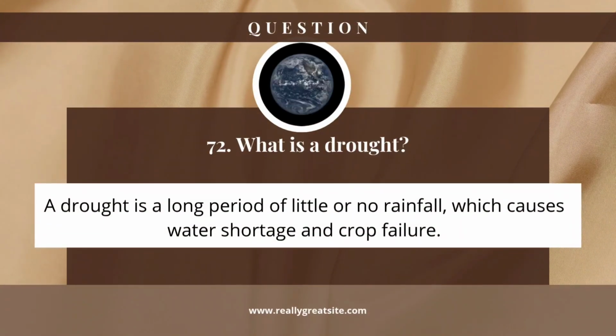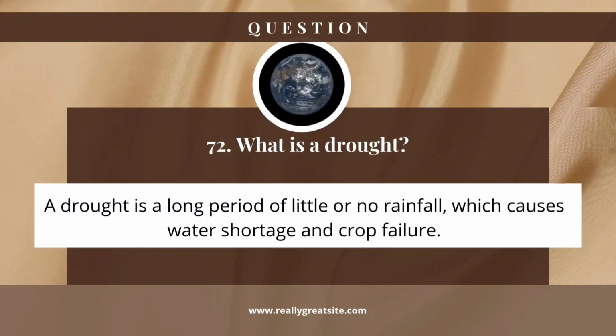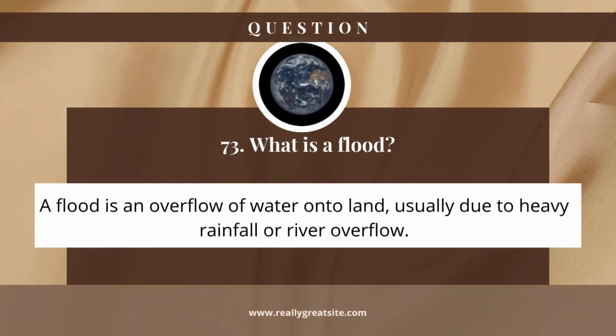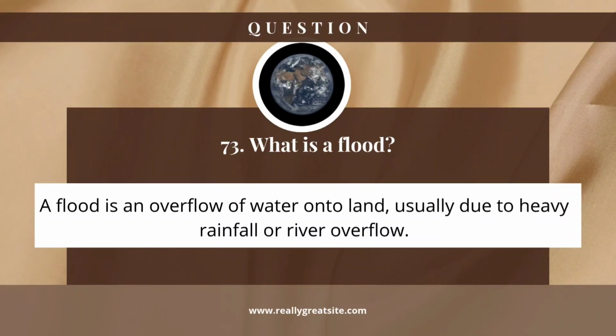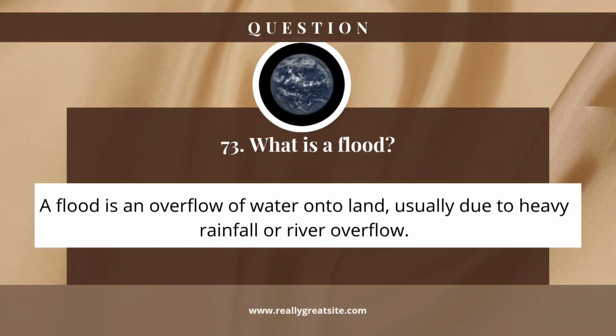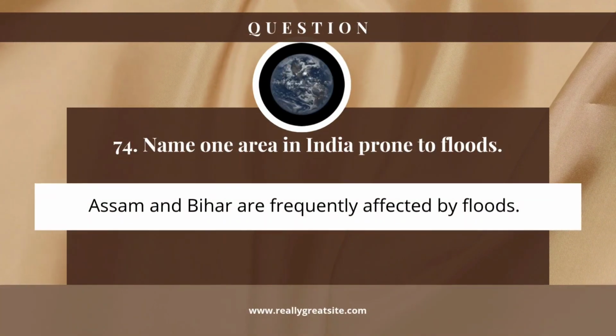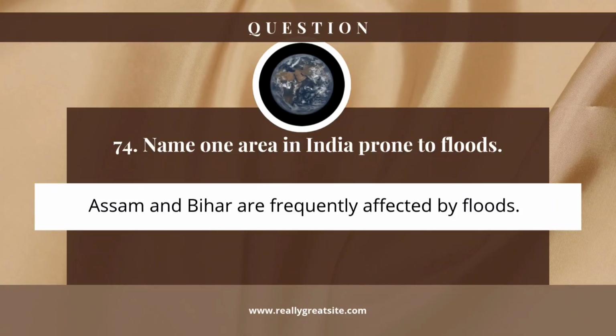72. What is a drought? Answer: a drought is a long period of little or no rainfall, which causes water shortage and crop failure. 73. What is a flood? Answer: a flood is an overflow of water onto land, usually due to heavy rainfall or river overflow. 74. Name one area in India prone to floods. Answer: Assam and Bihar are frequently affected by floods.